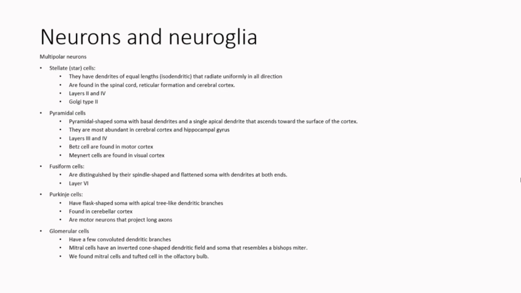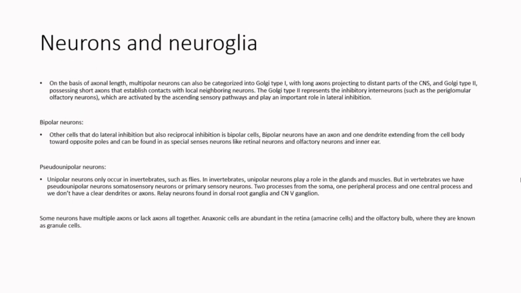Then we have the glomerular cells, which have convoluted dendritic branches. They can either be mitral cells or tufted cells. Mitral cells are named because they have a soma that resembles a bishop's mitre, and we can find them mostly in the olfactory bulb.